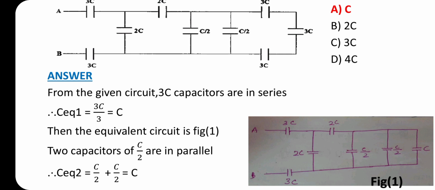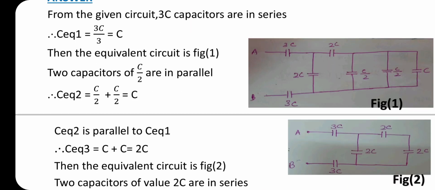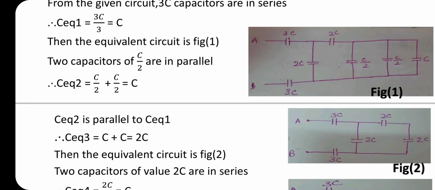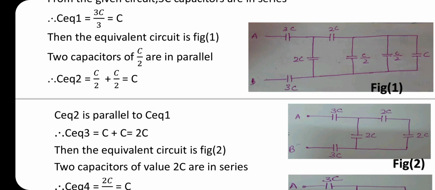We can analyze our circuit. From the given circuit, the last three capacitors are in series. Therefore, C equivalent 1 equal to the value of capacitor 3C divided by number of capacitors 3. Therefore 3C by 3 equal to C. Then the equivalent circuit is figure 1. Two capacitors C by 2 are in parallel. C equivalent equal to C by 2 plus C by 2, or n into C by 2, which is equal to C. C equivalent in parallel, consider figure 2.